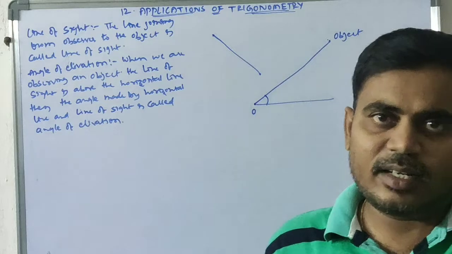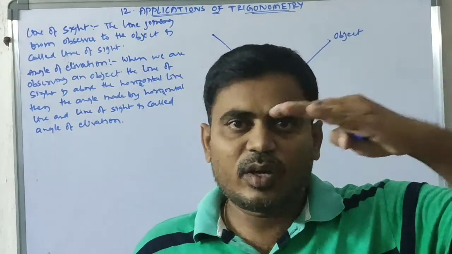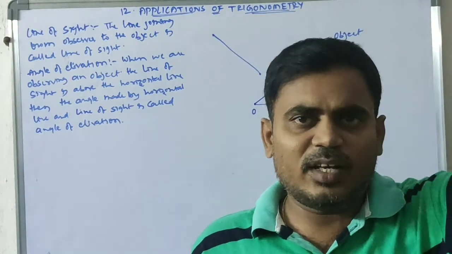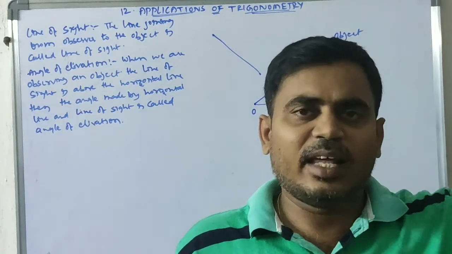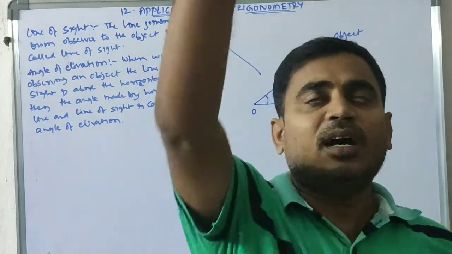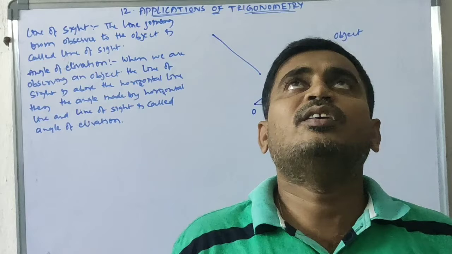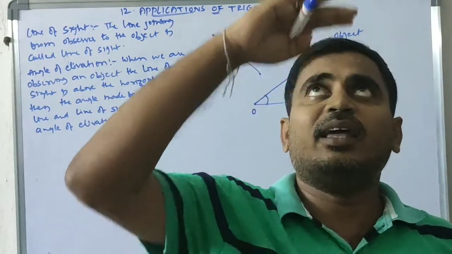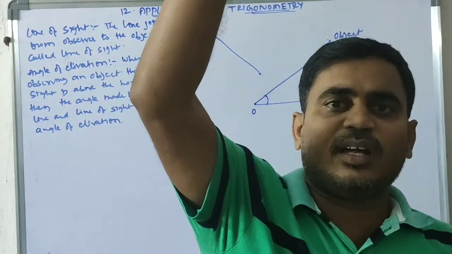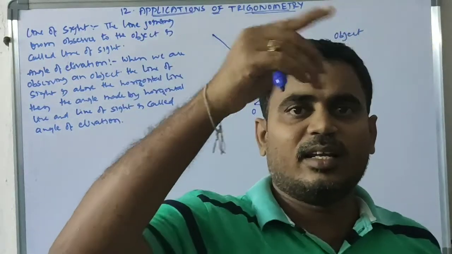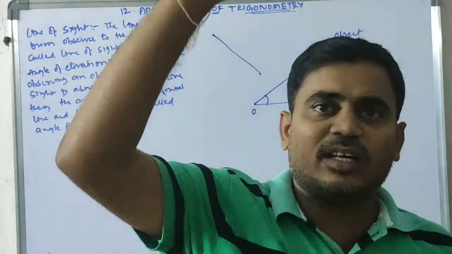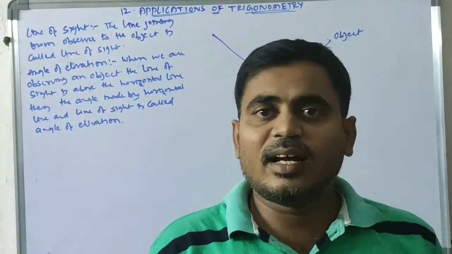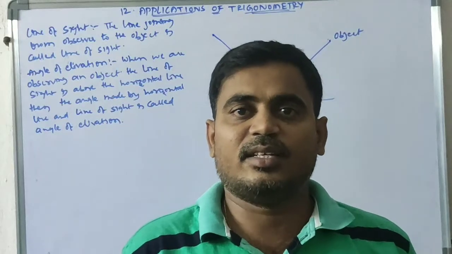This is the horizontal line, the horizontal level. Generally we observe straight, but if the object is somewhat high we should look upward like this. This is the line of sight to the object. The angle made by the line of sight with the horizontal line is called the angle of elevation.